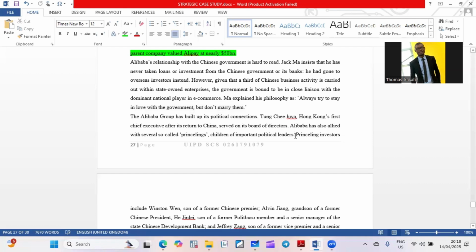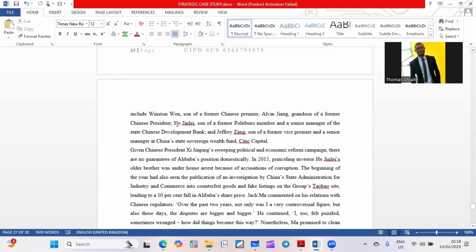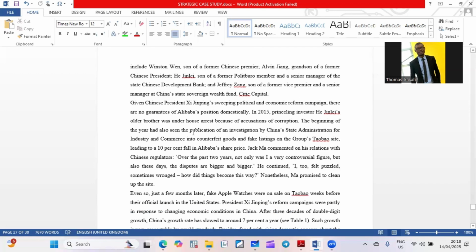So you could see this is pure political. Princelings investors include Weston Wen, son of the former Chinese premier; Alvin Jian, grandson of the former Chinese president; He Jinlai, son of a former Politburo member and a senior manager of the State Chinese Development Bank; and Jeffrey Zhang, the son of the former vice premier and senior manager of the Chinese State Sovereign Wealth Fund, City Capital. So that is it. So you could see the political affiliations also over there.